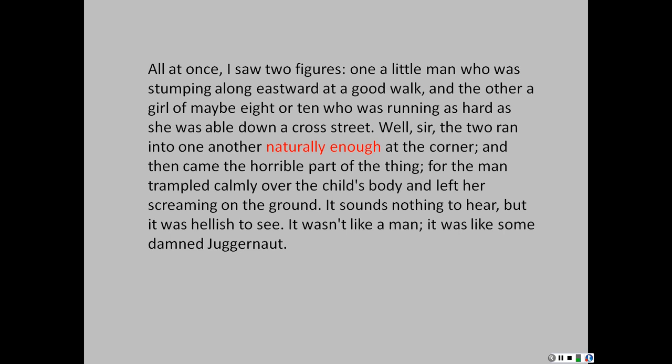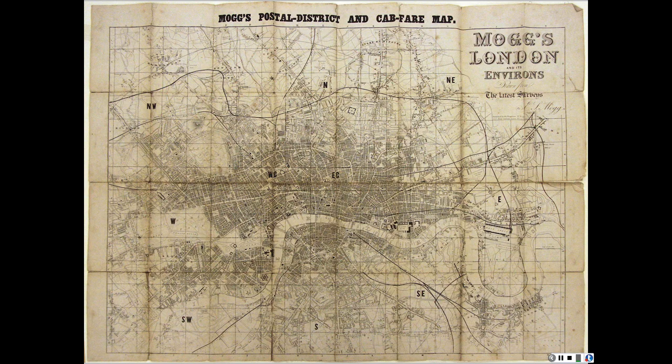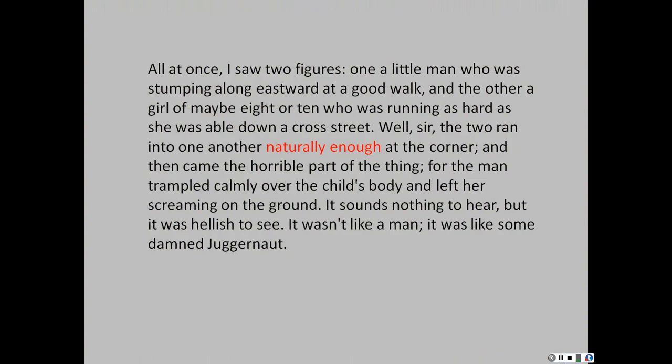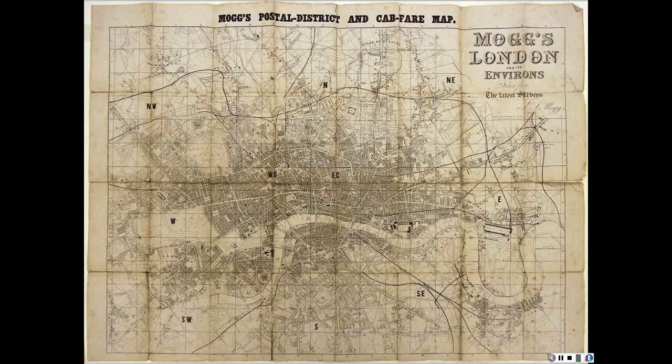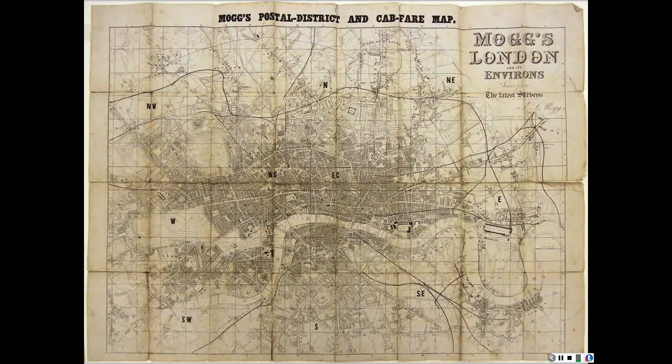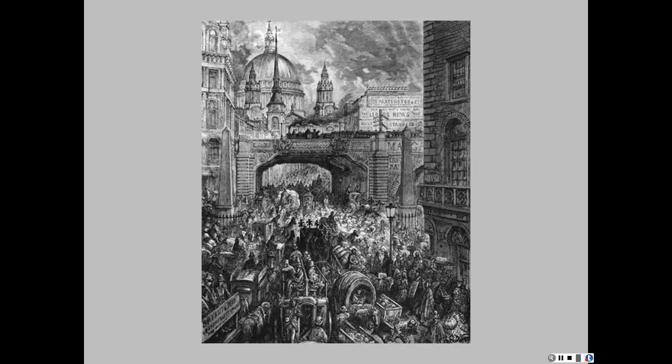I've highlighted naturally enough there because it's not really natural for a man to go trampling over a little girl. It's natural only because of the maze-like quality of the city. This man doesn't know who this girl is. They're heading toward the same street corner like two cars careening ahead, and they crash into one another. The landscape itself creates this moment, which is a moment of violence and inhuman cruelty, and the fear is that London itself is making people less human.